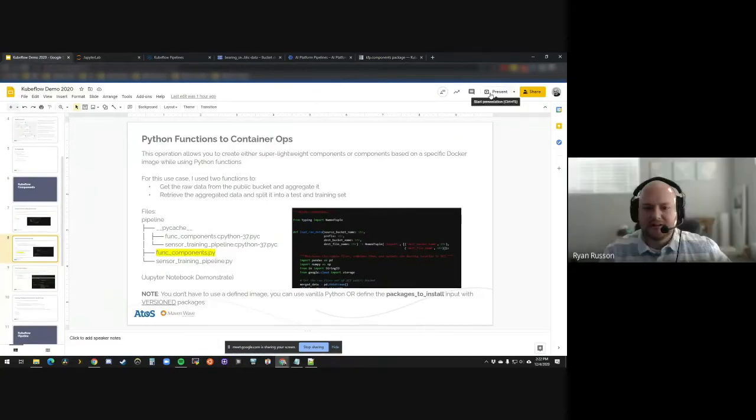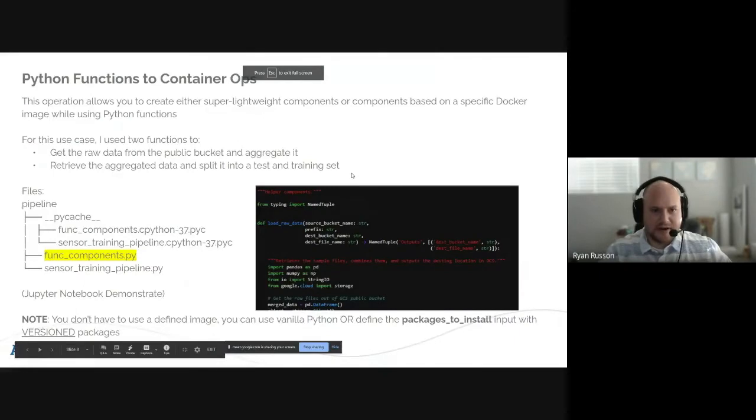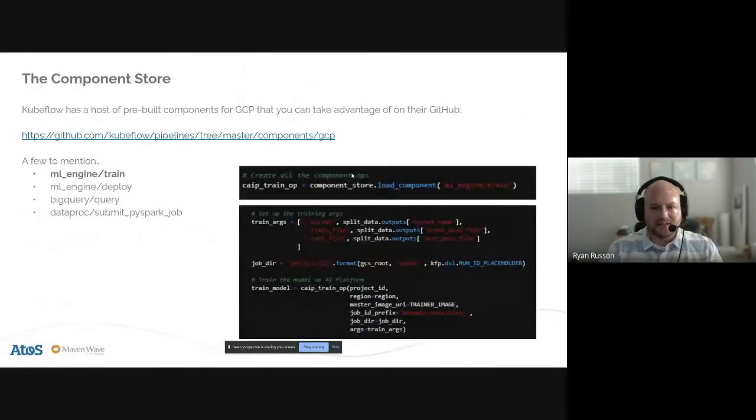All right. Okay. So that's the Python function to container ops. That's the second way you can do this. And then the last way is Kubeflow comes prepackaged, or they've got in their GitHub repo several different prepackaged components for lots of different platforms. They've got them for AWS, for GCP, and everything else like that too.